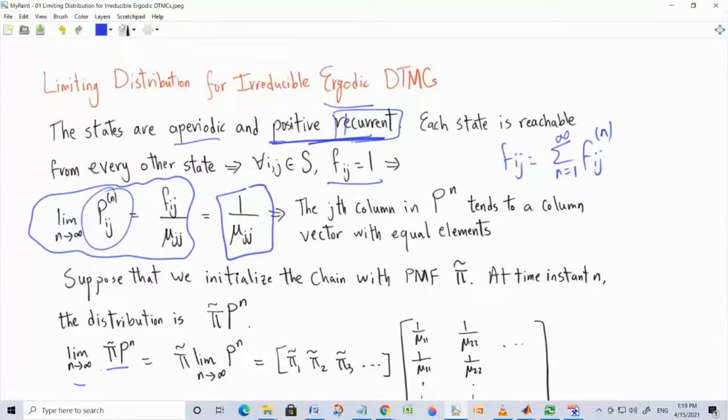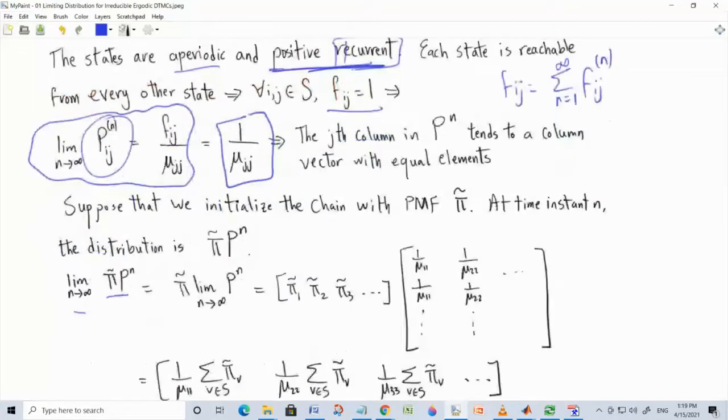Again, pi tilde is just some initialization vector, and if you take the limit, then you are taking the limit of the TPM raised to the power n. Now, for our particular case, this is what the limit looks like. As we said, according to analyzing this limit expression, Fij is equal to 1, so the limit will depend only on j regardless of i. This means that if our states are like 1, 2, 3, 4, and so on, then our first column will be 1 over mu 11, 1 over mu 11, 1 over mu 11, and so forth.